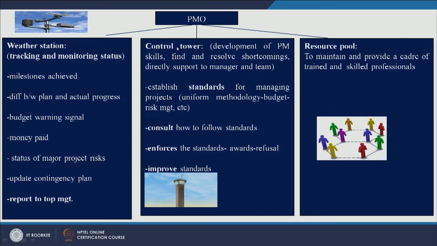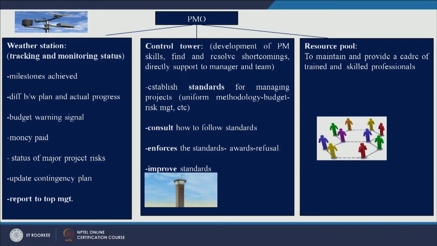Then you have got control type of project management office. You have got development of project management skills. So, this type of PMO helps in skill development. They find what the problems are, they come up with different solutions to those problems, they prepare different standards, and they also prepare methodology which is to be applied across projects.